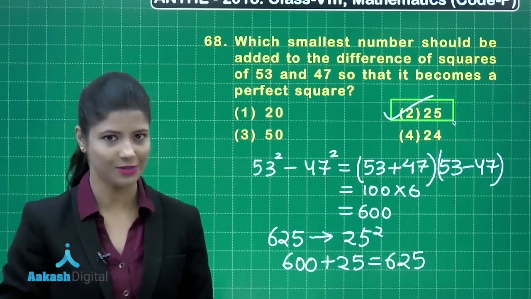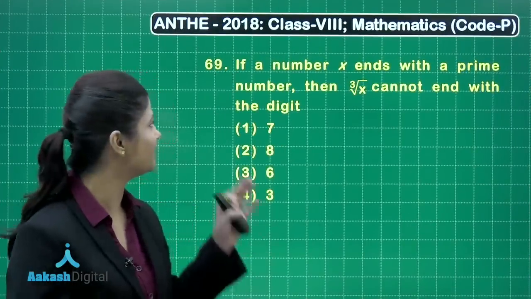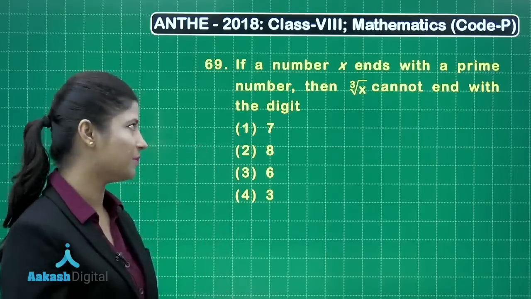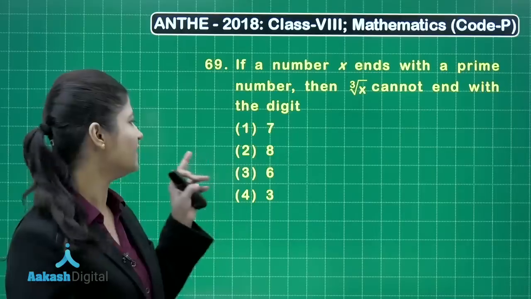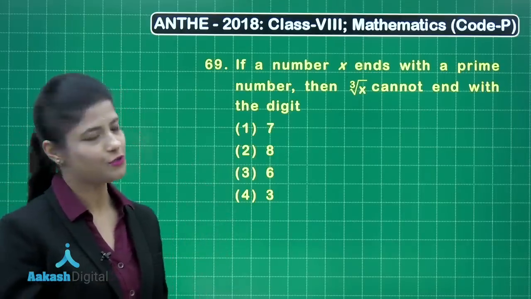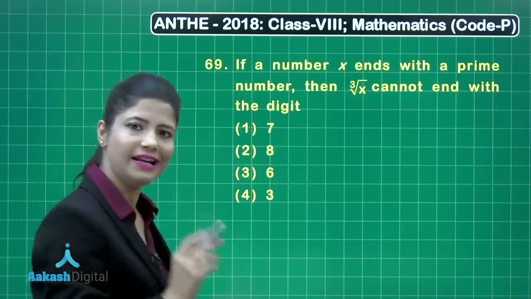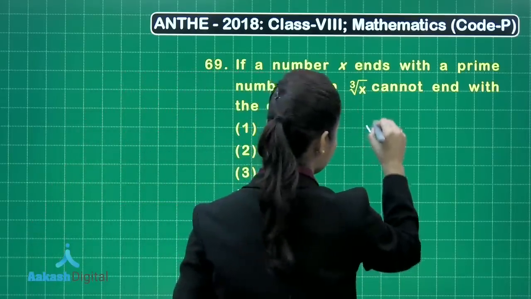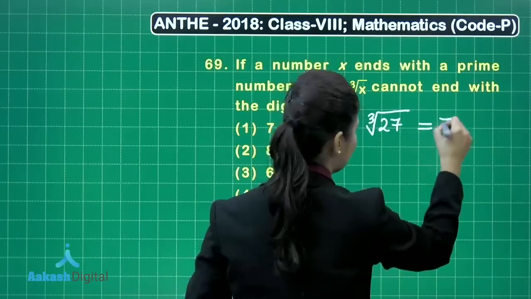Let's proceed to our next question. Let's discuss now question number 69. It states that if a number x ends with a prime number, then the cube root of x cannot end with the digit 7, 8, 6 or 3. So here I talk about a number which is a perfect cube and is ending with a prime number. Let's consider the cube root of 27. This is definitely equal to 3.